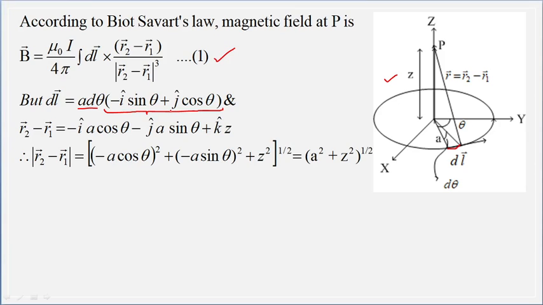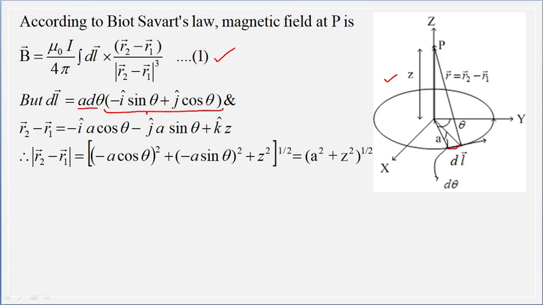Very few Indian textbooks give the derivation of how you get the unit vector in the direction of vector dl, so you have to remember this: minus i cap sin theta plus j cap cos theta.